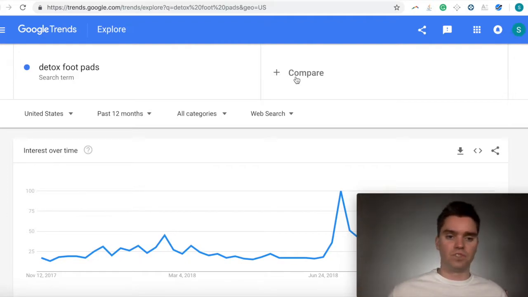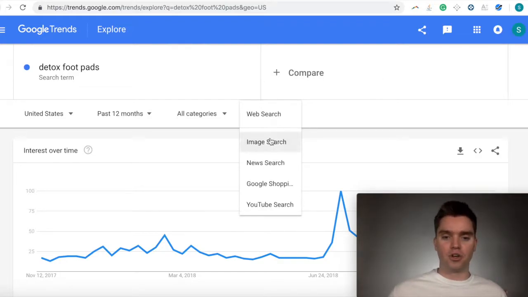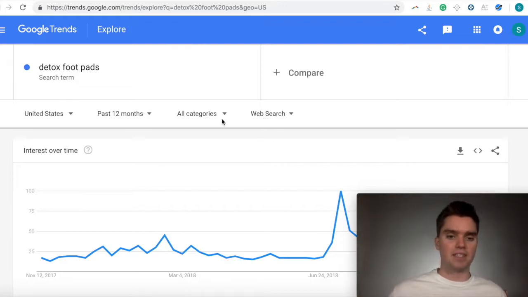Up here with the terms, you can compare one to the other and look at the search term differences. You can choose if you want web search, image search, news search, Google Shopping, YouTube specifically. I always leave it at web search. That'll work fine, and in my opinion, actually works the best. Leave it as all categories.